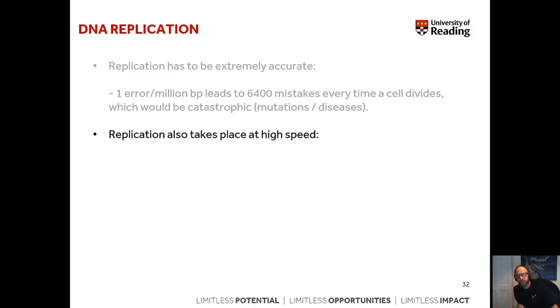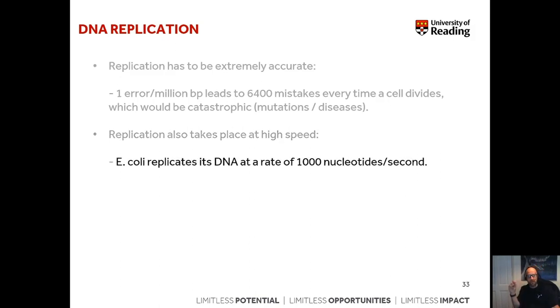In addition, replication also takes place at very, very high speed. In bacteria, like E. coli, DNA replicates itself at the rate of 1000 nucleotides per second, which is really, really rapid. So, what do we need in order to replicate DNA in the cell?